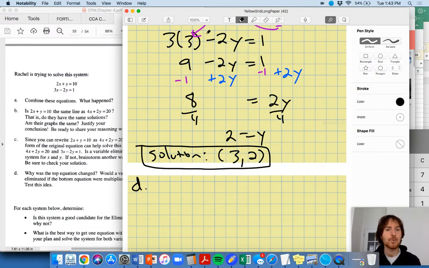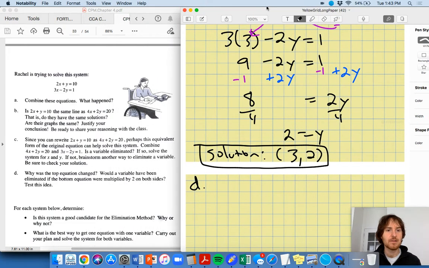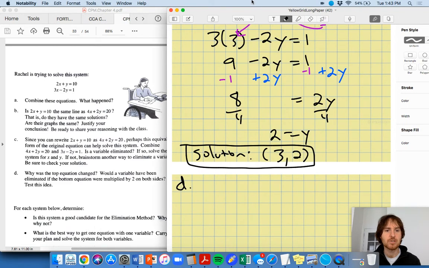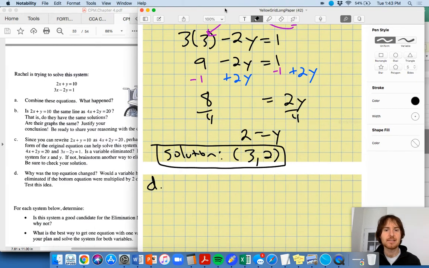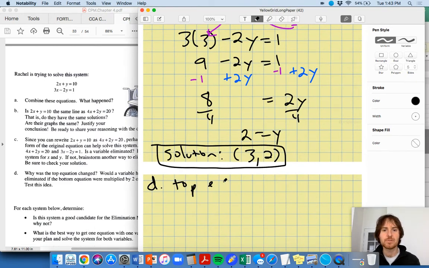Okay, why was the top equation changed? Would a variable have been eliminated if the bottom equation were multiplied by 2 on both sides here? Okay, top equation was multiplied by 2. It's just having us reiterate what we did here. Again, processing, working out the kinks in your brain about why we're doing this. What are we doing here? It requires practice.